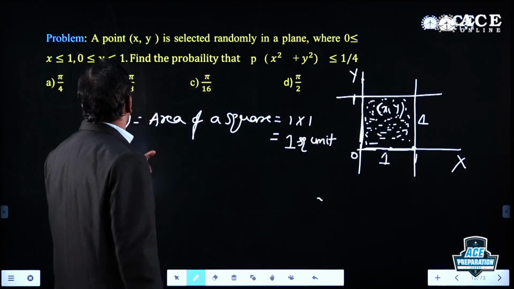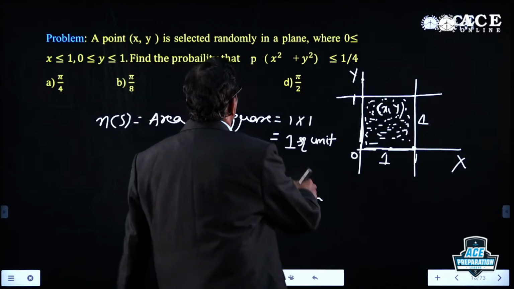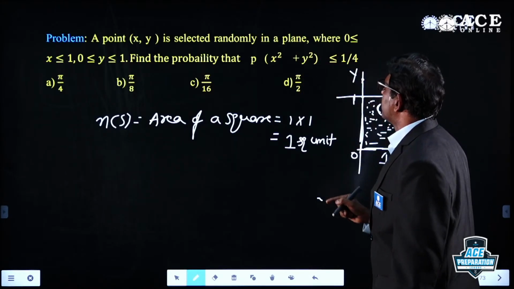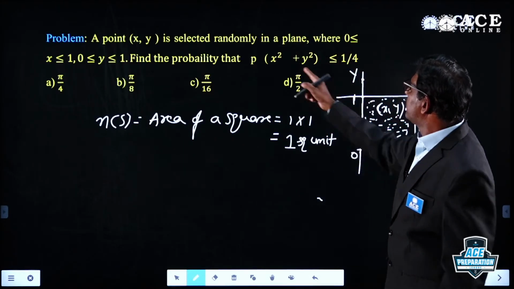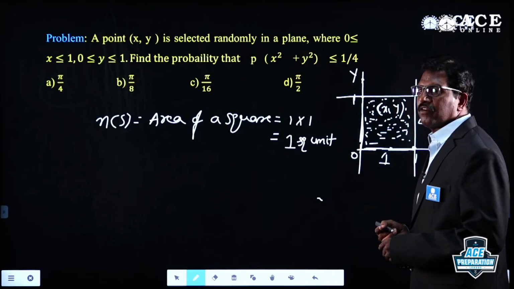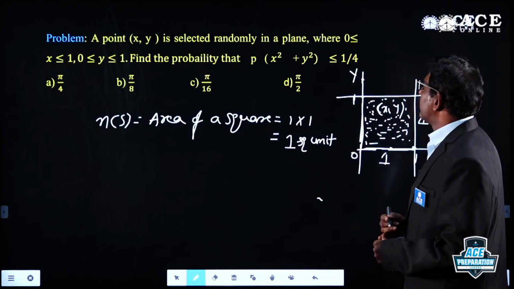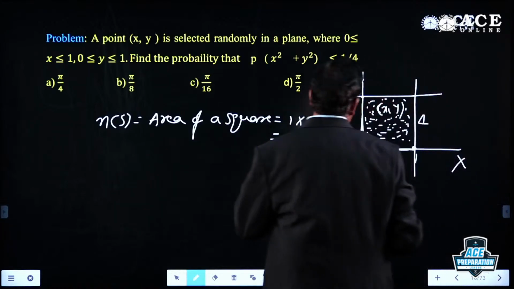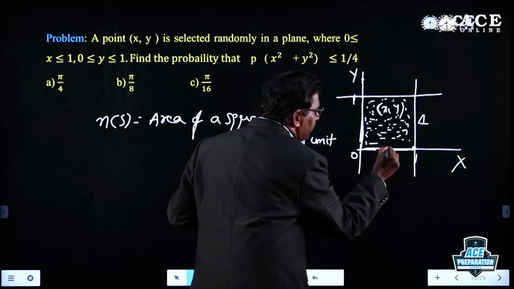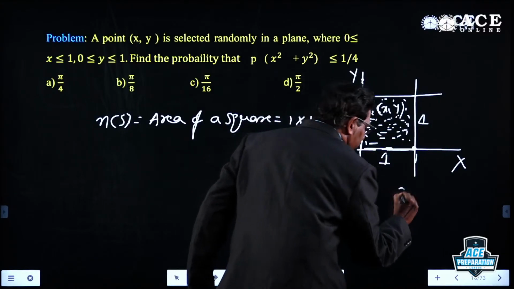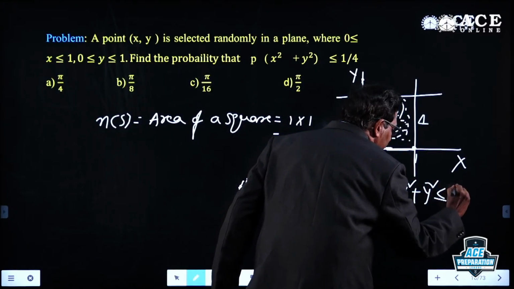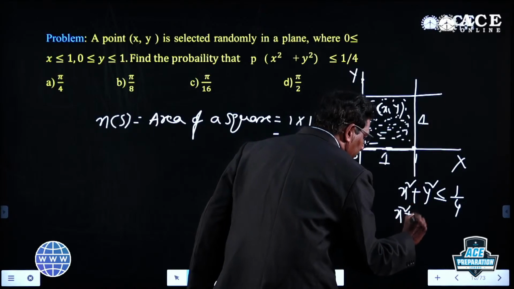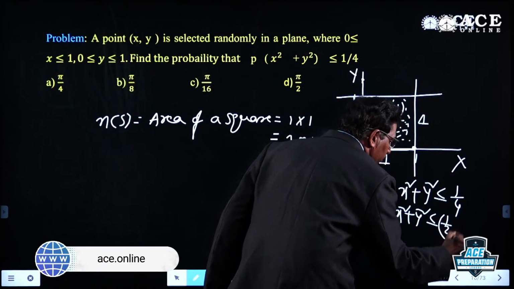Now coming to the numerator. Numerator always comes from the question. What is the question here? Find the probability that the selected point satisfies this condition. The selected point satisfies the condition means x square plus y square is less than or equal to 1 by 4. That is nothing but x square plus y square is less than or equal to (1 by 2) whole square, or not?